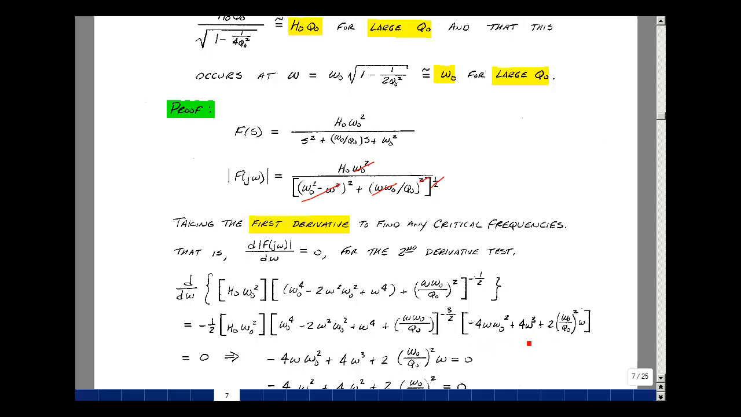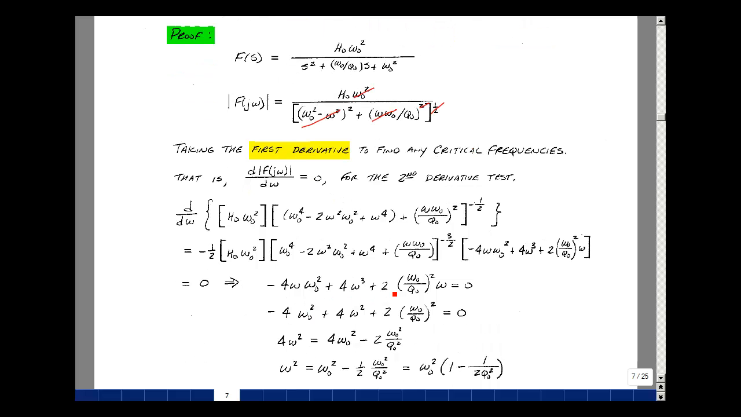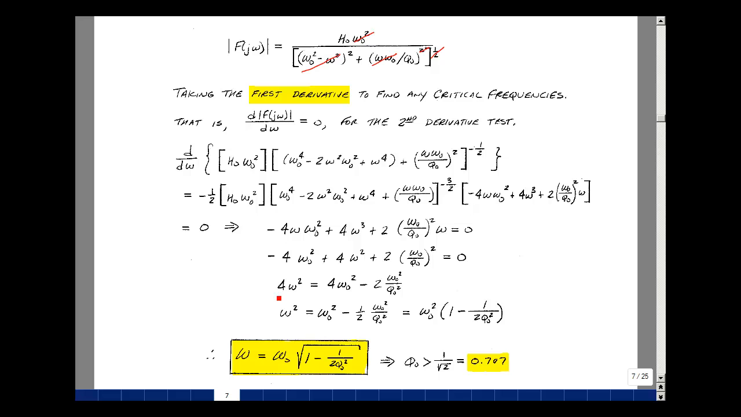So let's investigate this one. I have a common omega in each term, so let's divide through by omega. I have a minus 4 omega naught squared, 4 omega squared, and then 2 omega naught over Q naught quantity squared, dividing that term out. Leave this on one side of the equation and put these others on the other side, so that means a plus 4 omega naught squared, and then a minus 2, the quantity squared. Next, let's divide through by 4, so I'll have a 1 times omega naught squared, and then minus 2 over 4, which is a half, omega naught over Q naught quantity squared. Pull out a common omega naught squared.